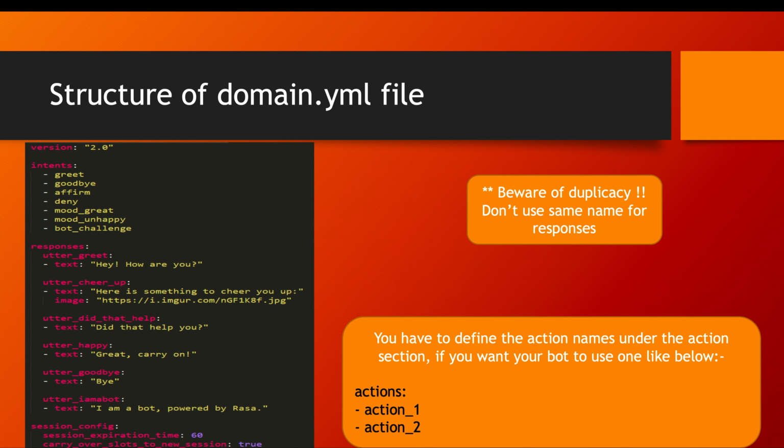So this is the structure of domain.yml file. Here you can see the various intents which are used, the responses. Under the response section, you will see the various utter messages. And if you are using any of your custom actions, then you have to specify that action name also inside the action section.